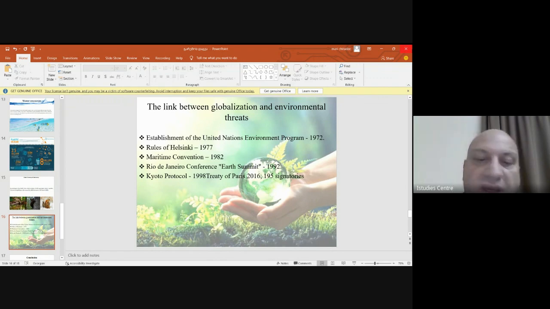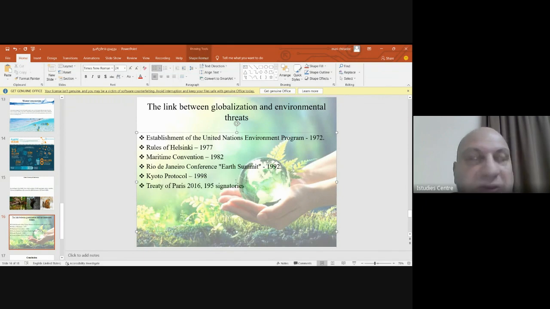Furthermore, I would like to mention the Kyoto Protocol, the main purpose of which is a reduction of the poisonous gases in the atmosphere. The main responsibilities in this case were put on the economically developed countries. The Treaty of Paris in 2016 was joined by 195 countries for the improvement of environmental problems.